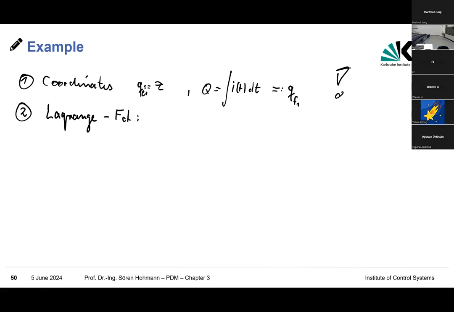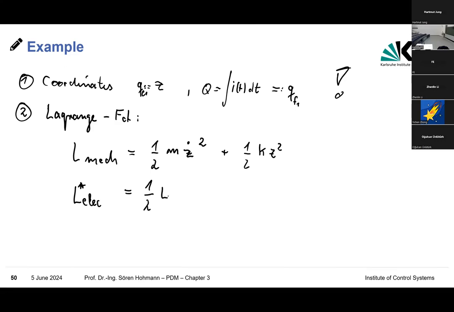Please always first do the Lagrange function, which is given in the mechanical part as the kinetic energy, which is obviously given by the movement of the piston. And then we have potential energy via the spring, which is given here. And the electrical part is formulated via the co-Lagrangian function, which in our case is a half L(z) I squared, or again in our coordinates, q dot squared.